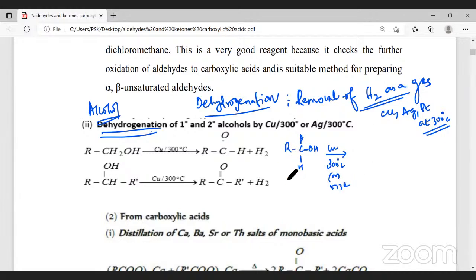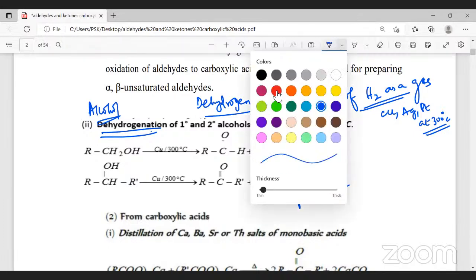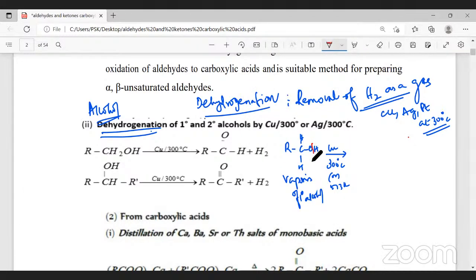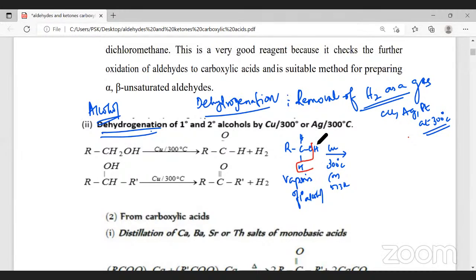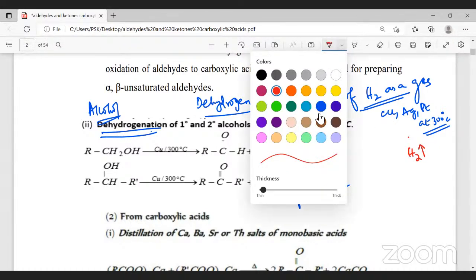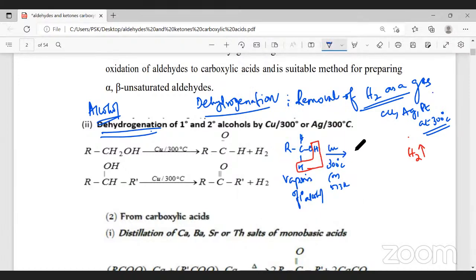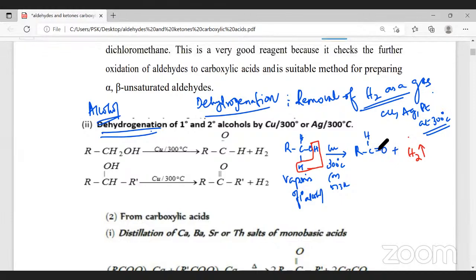what happens? When vapors of primary alcohol are passed over copper metal at 300 degrees Celsius, the hydrogen atom of the OH and one of the hydrogen atoms of the carbon get eliminated as hydrogen gas. Then what is formed? You have R, CH, and a single bond oxygen. This molecule cannot exist. Therefore, a double bond will be formed between carbon and oxygen. So this will be called an aldehyde, the general formula of an aldehyde.